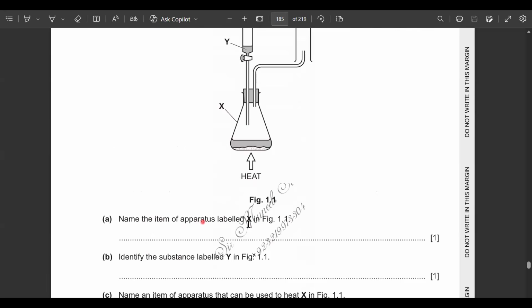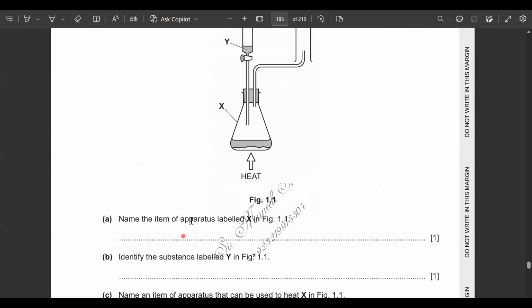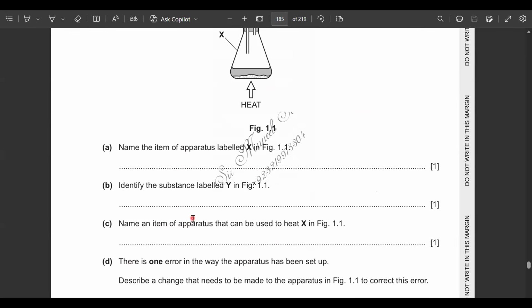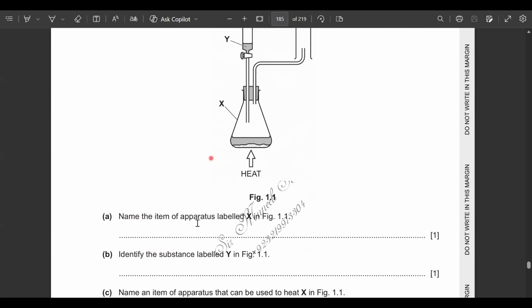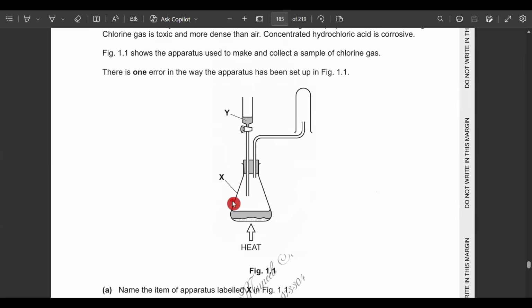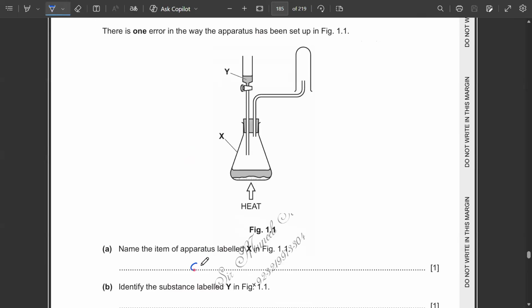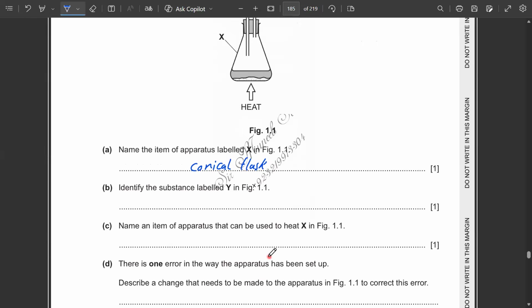Name the item of the apparatus labeled X in figure 1.1. Alright, so here we have to label the apparatus X. So basically, we are already familiar with this picture. It belongs to the conical flask. This is conical flask.